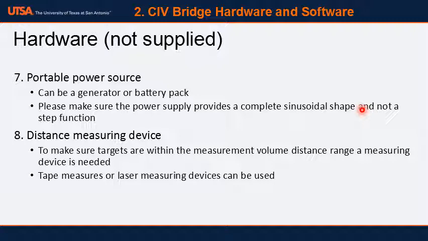Another thing that is very useful is a distance measuring device, such as a tape measure or laser measuring device. That is useful when you're setting up, so you know how far you are from your target and how far you are from your bridge, so you are always within the measurement volume that you're considering. Tape measures work, but these laser distance finders are very convenient, so you don't have to run the tape over. It's highly advised to keep one of these with you when running tests.